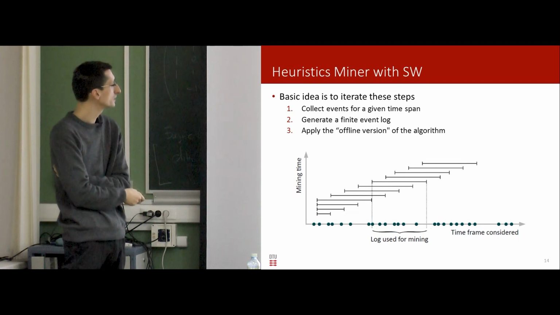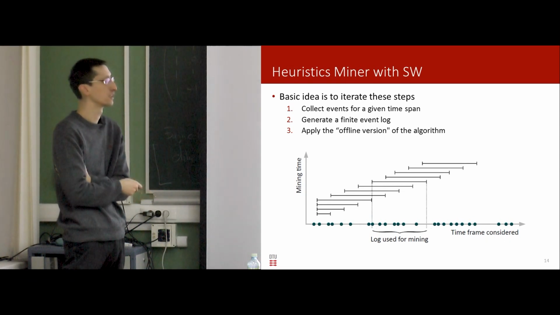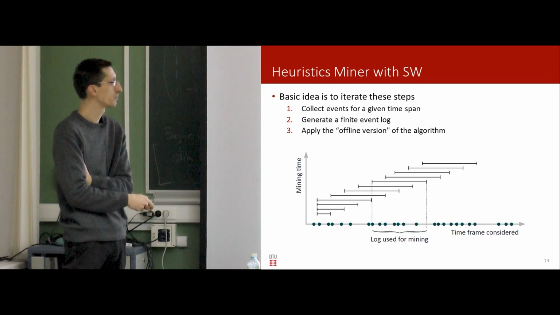So for the sliding window approach, as we said, we can collect events for a while. So let's say this is our timeline. We can collect events for a while, and with a certain periodicity, we just apply the standard offline approach on this event log. And then when we have new events that are coming in, we remove the old ones to make space for the new ones, and so on and so forth.